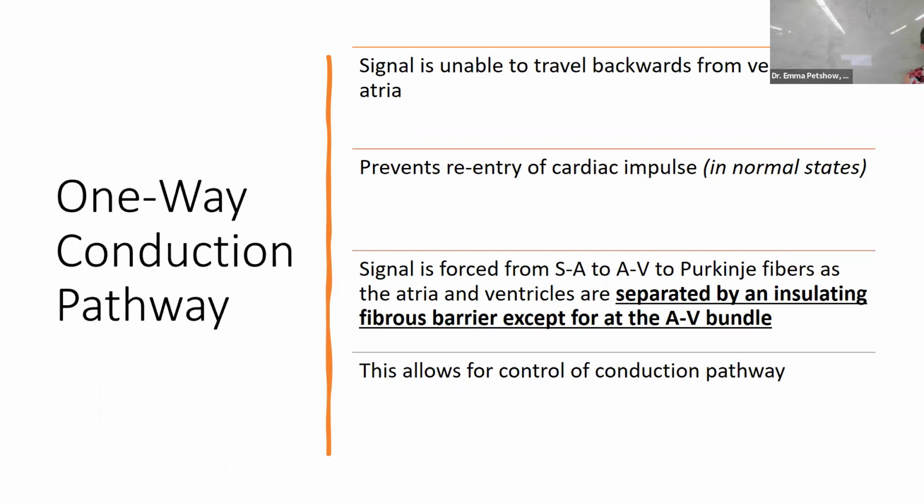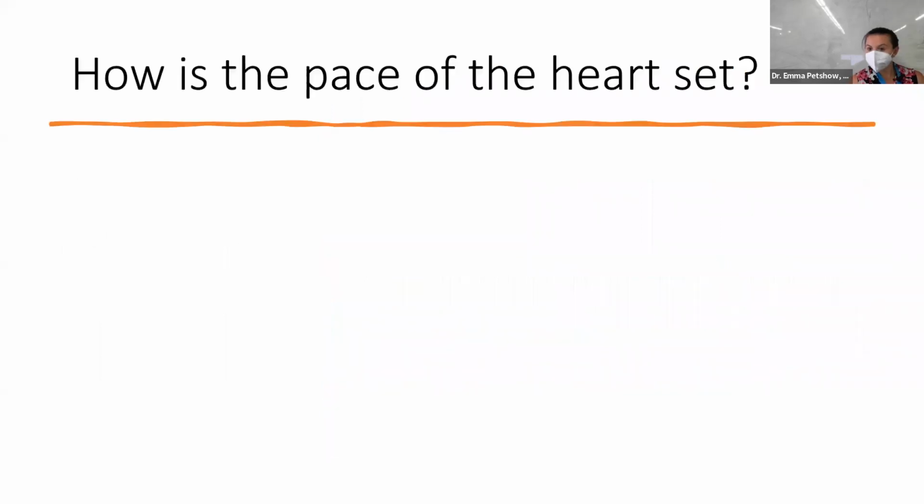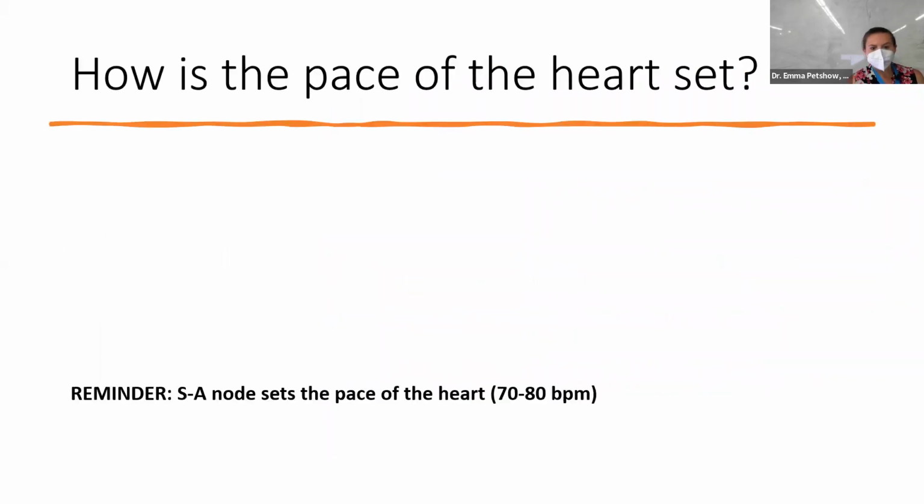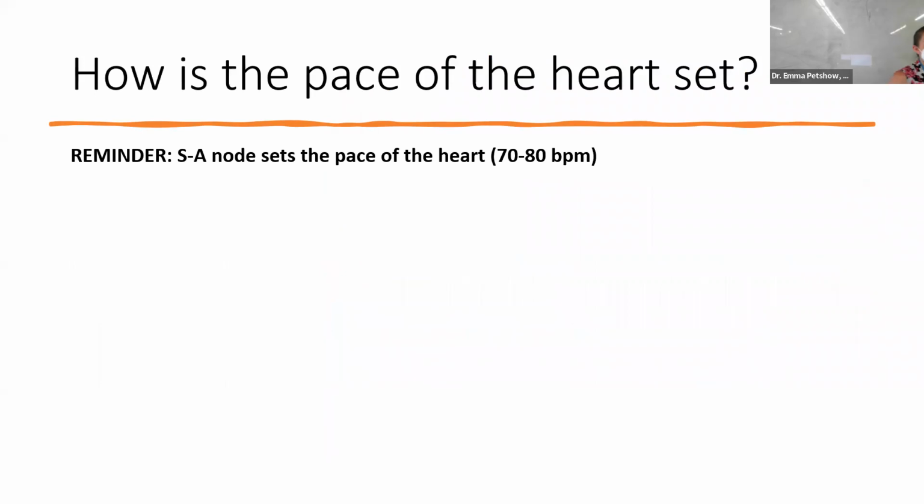This is that control piece of the conduction pathway. And I personally think it's pretty dang cool. The pace of the heart is set by the SA node. So again, the SA node is the pacemaker, in a normal state, setting the heartbeat at a pace of 78 to 80 beats per minute. Obviously, this can speed up or slow down depending on other factors, right? Our autonomic nervous system, different ion concentrations, intrinsic contractility of the heart. But the SA node is setting the base pace of the heart when we have no other inputs.